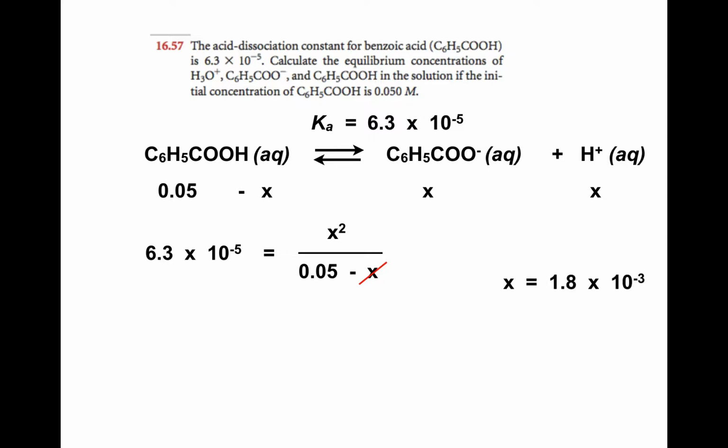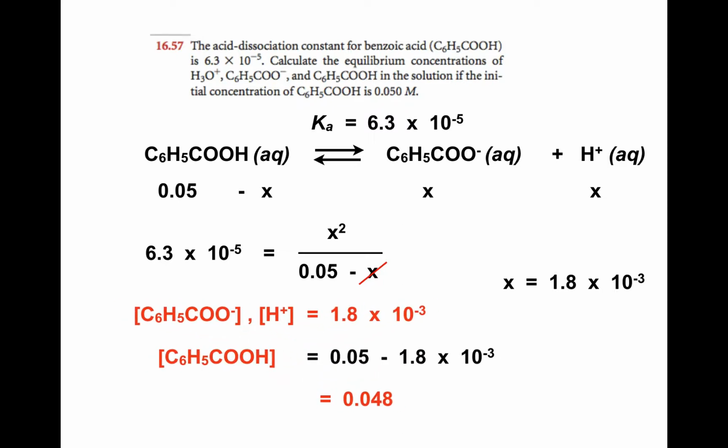X is the H plus concentration, or the hydronium ion concentration. Also the conjugate base concentration. If I subtract that value from 0.05 molar, I get the concentration of benzoic acid at equilibrium.